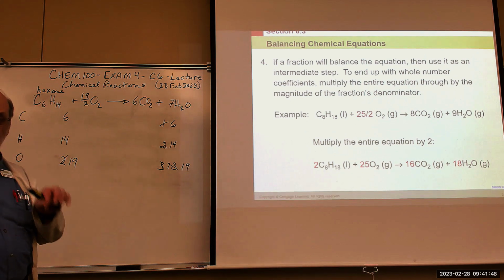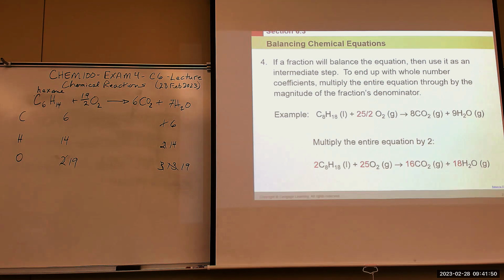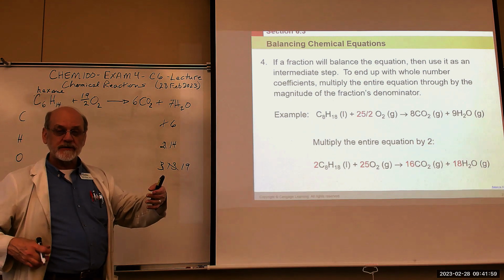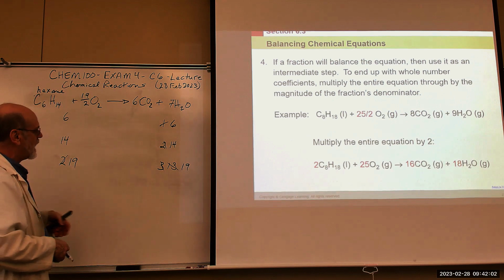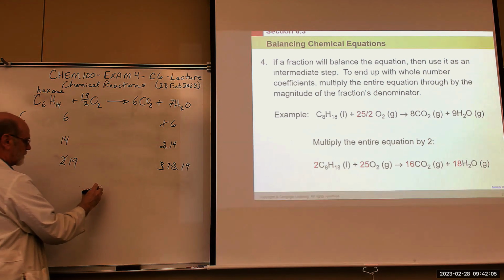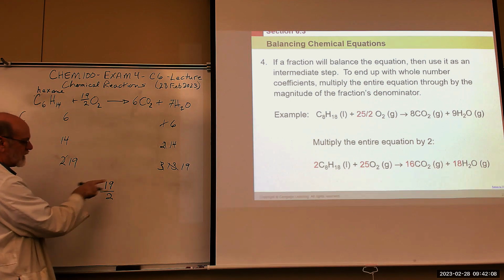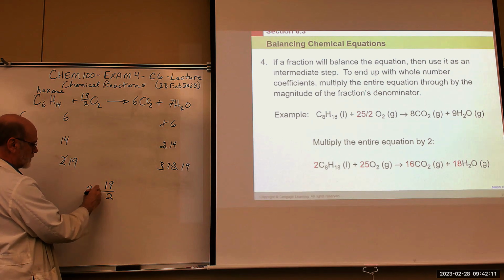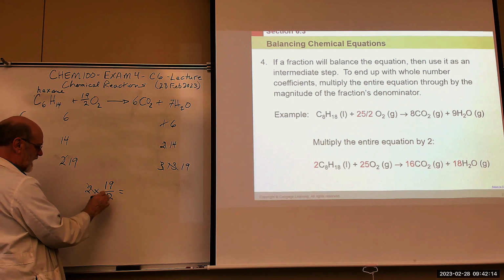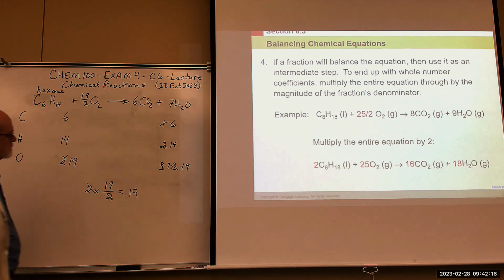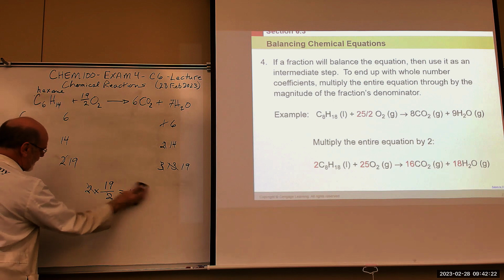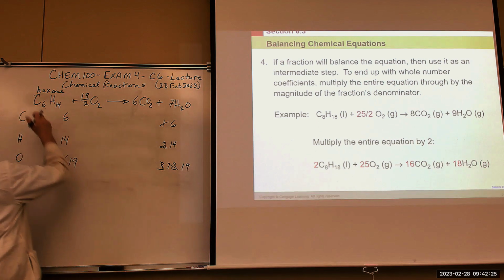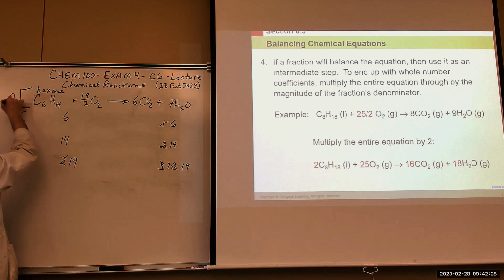The problem is we don't have whole numbers now. So the way you get back to whole numbers is get rid of the fraction. So what do you multiply by a fraction? What would make that a whole number? Well, multiply by 2, right? That means the 2's cancel. And there you go. Okay, so that's what we're going to do. We're going to multiply that entire equation through by 2.